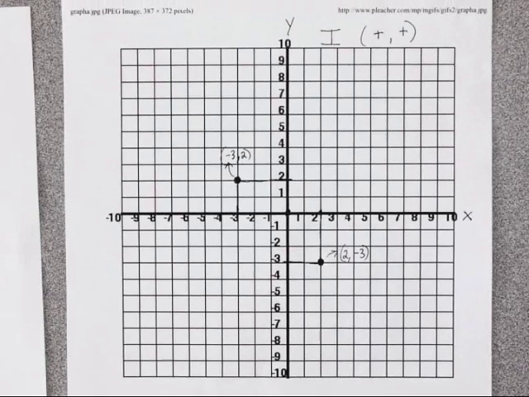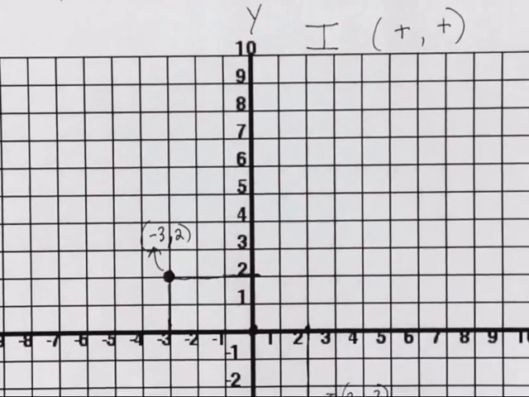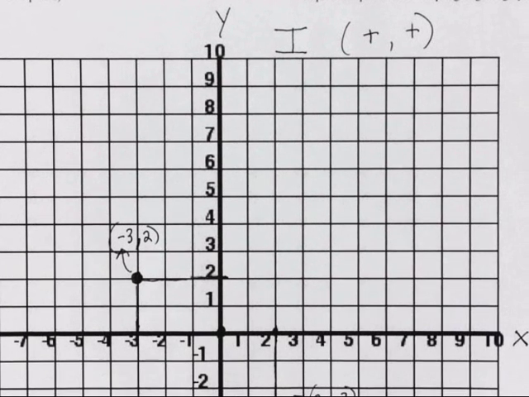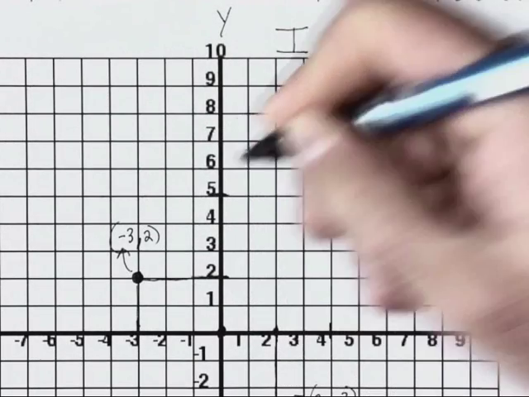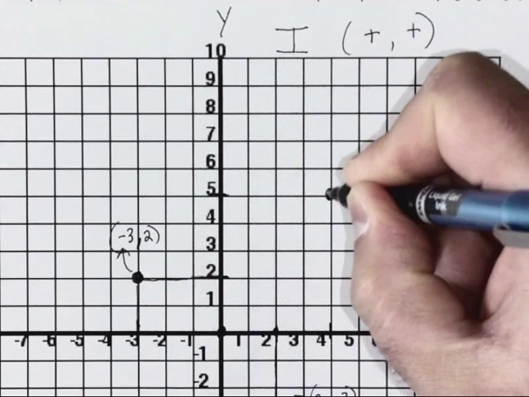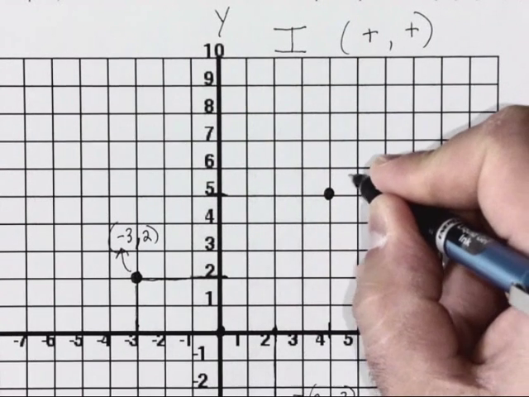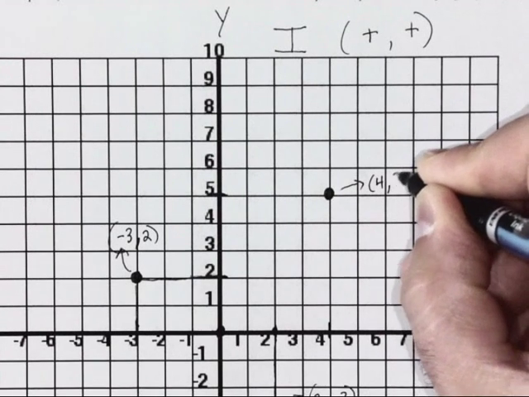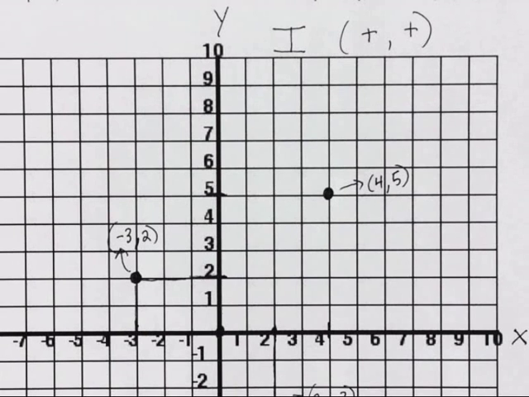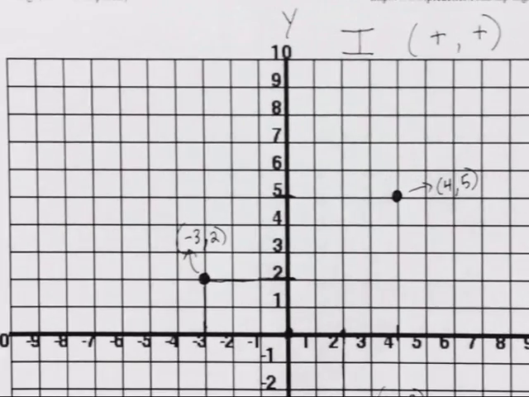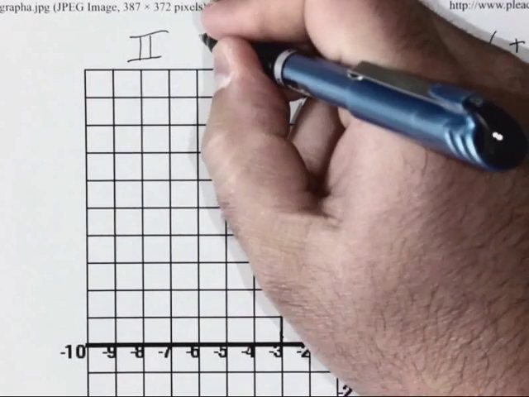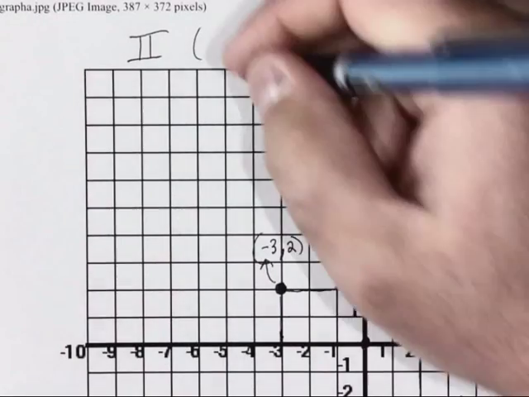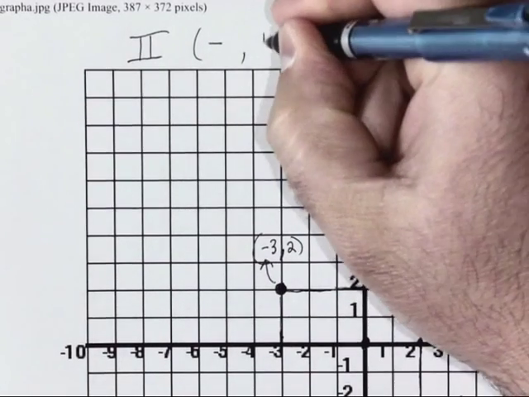So if I wanted to plot, say, the point 4, 5, I would find 4 on the x-axis, 5 on the y-axis. Where those two come together would be my point. So this is another example of an ordered pair, 4, 5. And because both coordinates are positive, we know that point is going to lie in quadrant 1. If we go counterclockwise, we go to the next quadrant. This is what we call quadrant 2. Ordered pairs in quadrant 2 are going to have a negative x-coordinate and a positive y-coordinate.